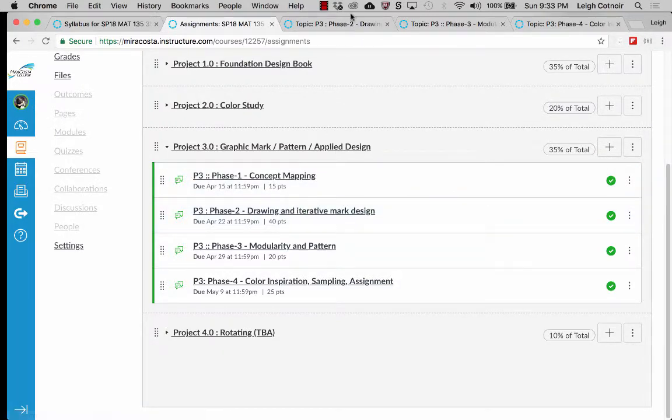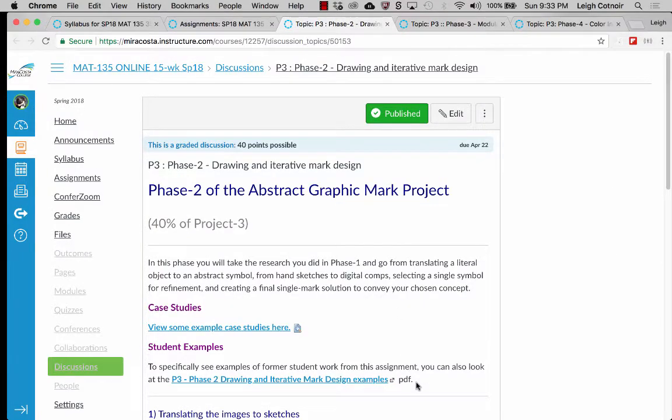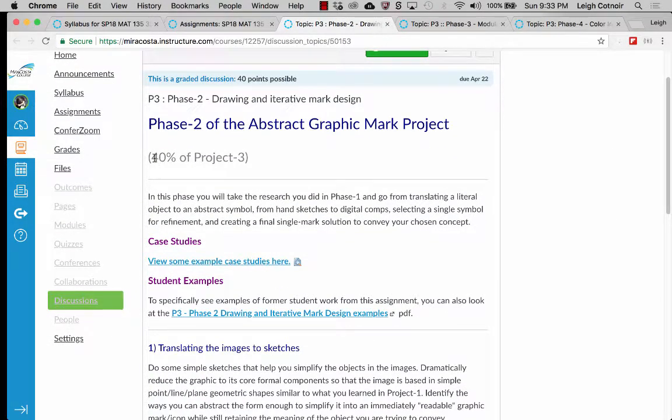And so if we take a look at that, this is the assignment, and you'll see here that it is worth 40% of your entire project 3 grade, right? So it's pretty significant. And project 3 is worth a significant portion of your entire semester grade. So take that pretty seriously.